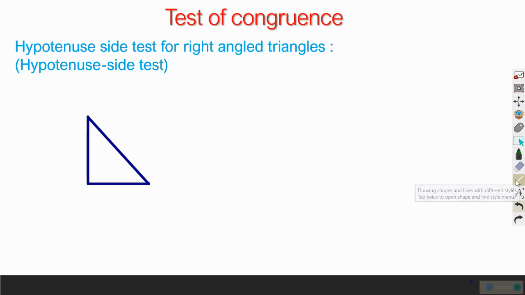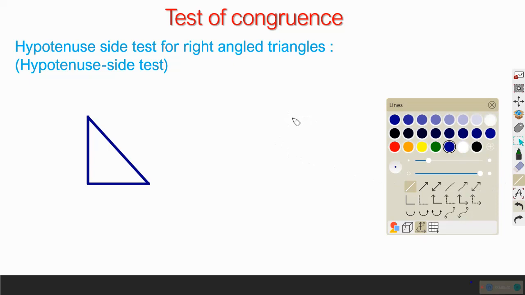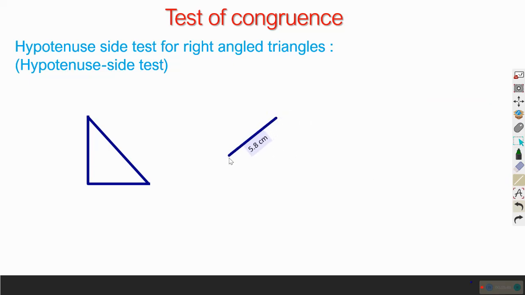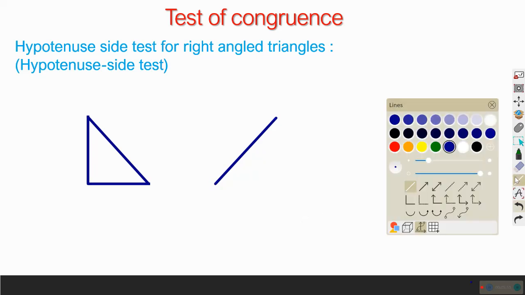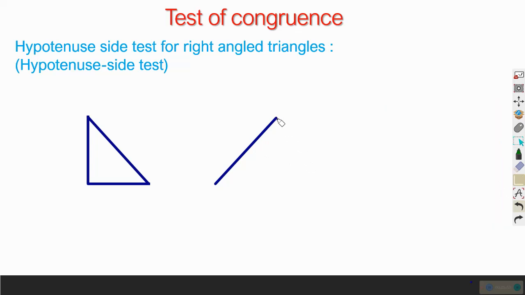If I draw one more right angled triangle where the hypotenuse is the same, I am just attempting whether it is experimentally possible on screen. 8.7 centimeter, and a right angle. This is the hypotenuse which I have drawn already, and the right angle is in such a way that one side is 6.6 and the other side is 6 centimeter. See, automatically it matches, and these two triangles will become congruent.